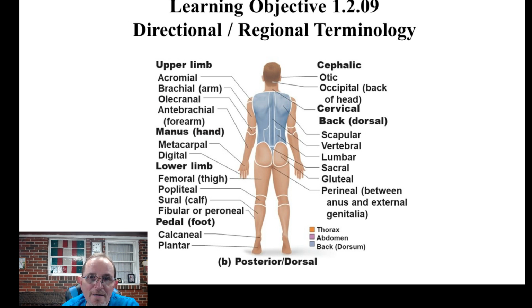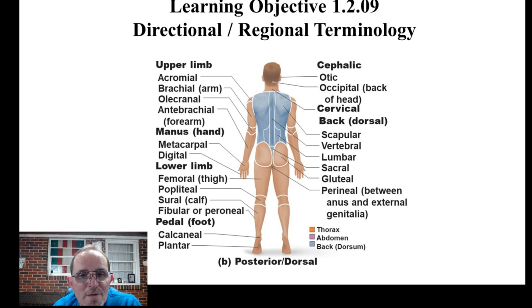Cervical we talked about. Now on the back, or the dorsal region, or the posterior, up there around the shoulder blades is called the scapular region. So we have a scapular on the left and on the right. Going down through there is the vertebral region, because your vertebrae, your backbone, is back there.